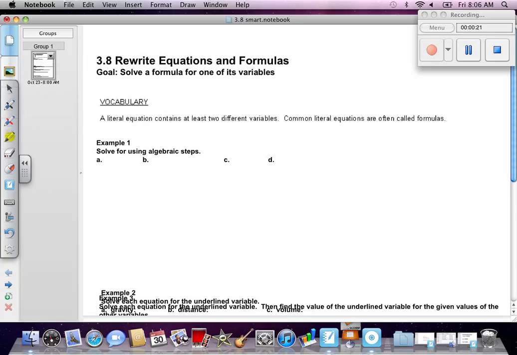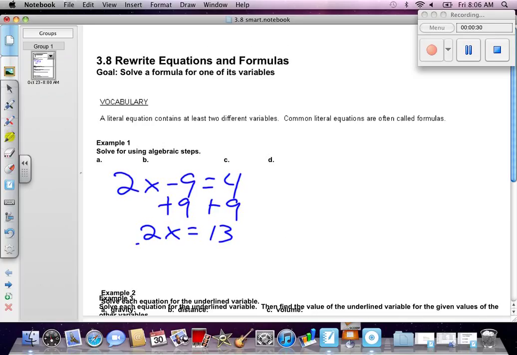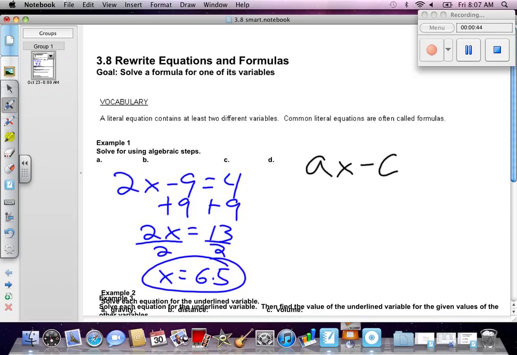Okay? So if we have 2x minus 9 equals 4, you guys know we're going to add 9 first, right? We're going to get 2x equals 13, and then we're going to divide by 2. And we get x equals approximately 6.5. Now what I'm going to do is do this, but there's not going to be numbers. It's just going to be letters. Okay? We're going to try to get x by itself.